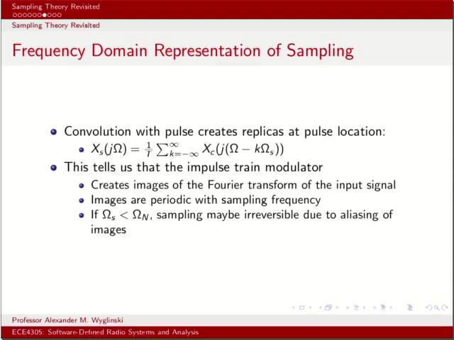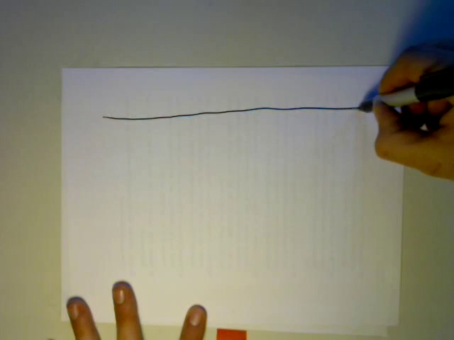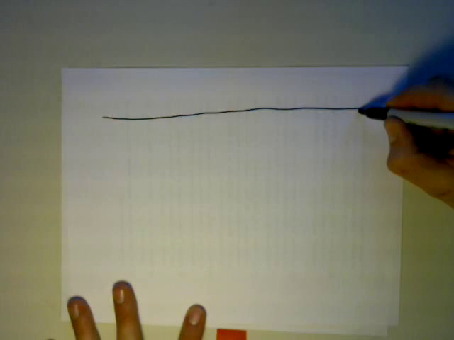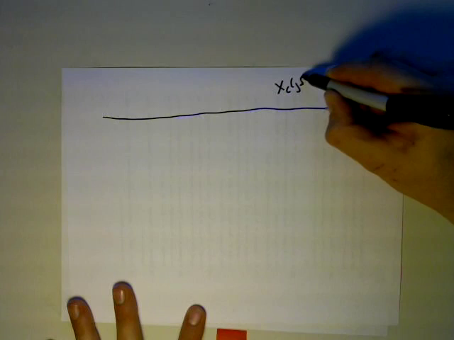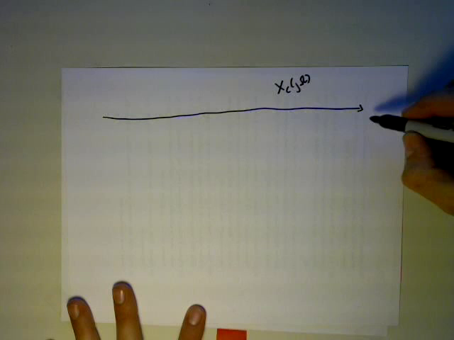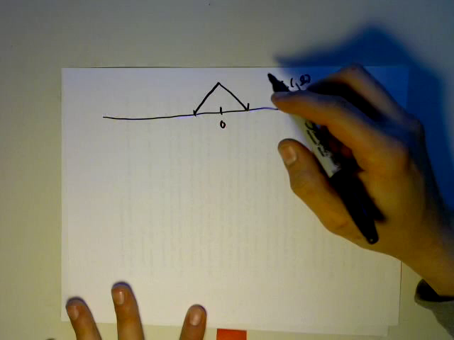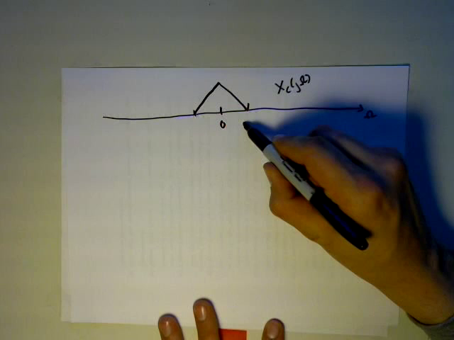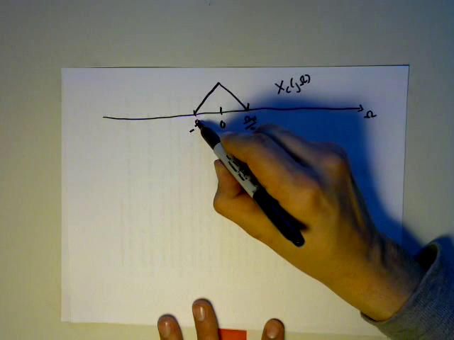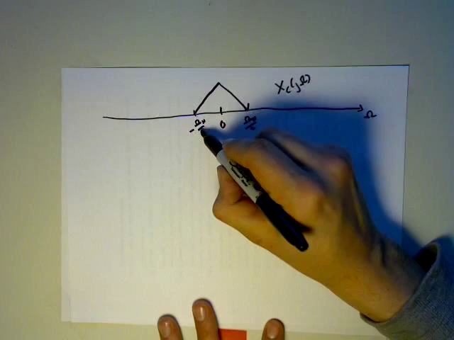Okay, so let's do a little bit of this frequency representation of a continuous time waveform and what sampling does to its frequency response. Suppose we have the continuous time signal, but its frequency domain representation, XC of j omega. So this is the frequency domain. And suppose the spectrum of that signal looks like a little triangle like here, and it's band limited to omega n over 2 and minus omega n over 2. So this is a band limited signal.